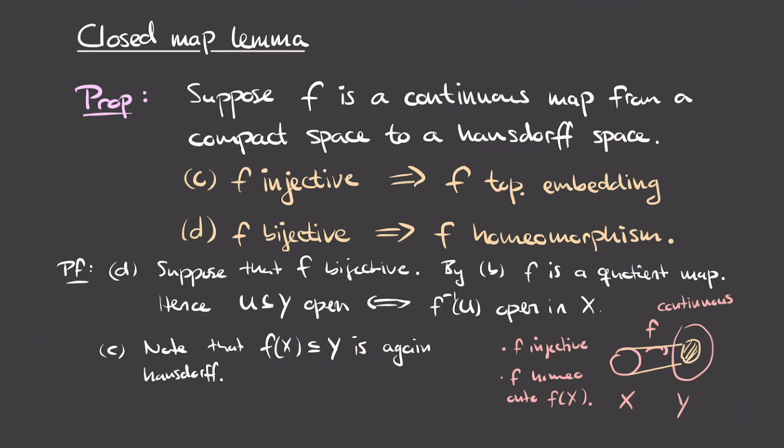So now we just need to argue that this means that the subspace f of x will again be Hausdorff. Okay, so we pick two distinct points in the image f of x, and we now need to find open sets in the subspace topology that are disjoint and contain one of each points respectively. Now since Y is Hausdorff, we can find an open neighborhood of each point, and these open neighborhoods are disjoint from one another. Now, how do we get open neighborhoods in the subspace from this?